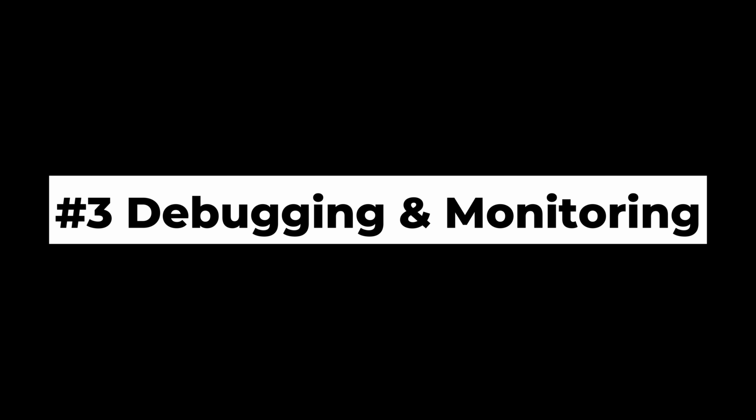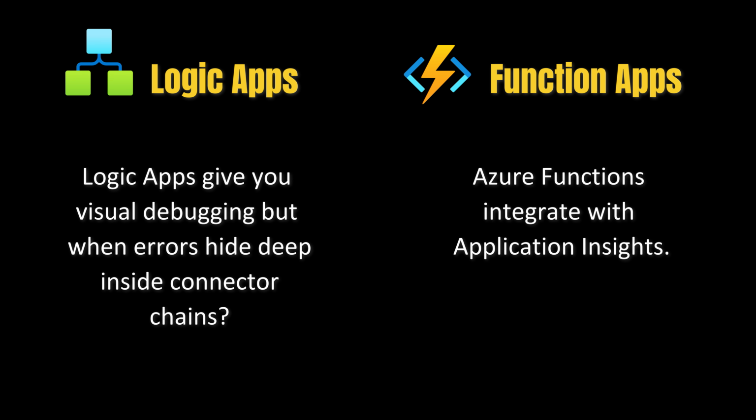Speaking of bugs, especially the ones that are hard to track, let's talk debugging and monitoring. Debugging and monitoring, a tale of two tools. Azure Functions integrate smoothly with Application Insights, detailed telemetry, stack traces, and end-to-end metrics. Logic Apps give you visual debugging, which is great at first, but when errors hide deep inside connector chains, it's like looking through frosted glass. Okay, so what about orchestration complexity? Who's responsible for what? Let's get into it.